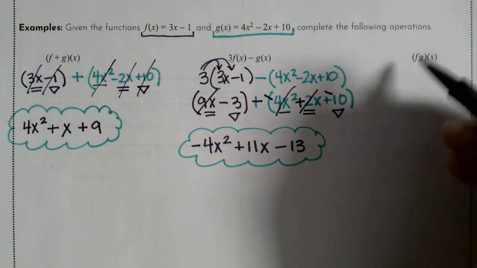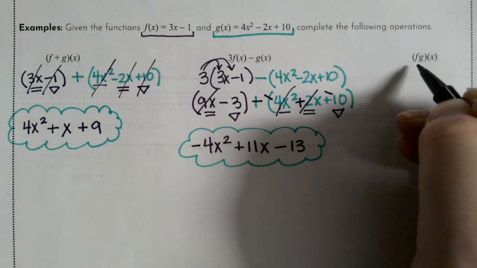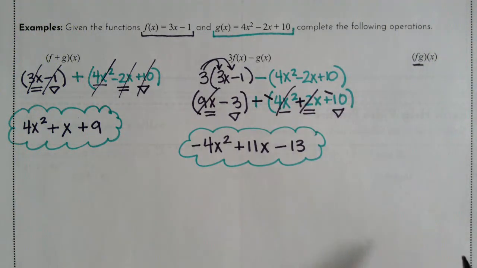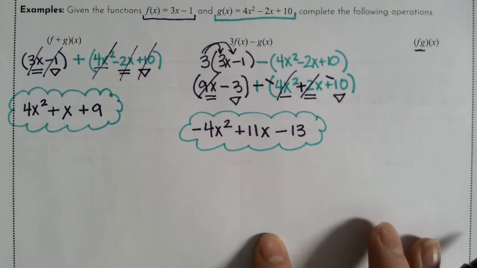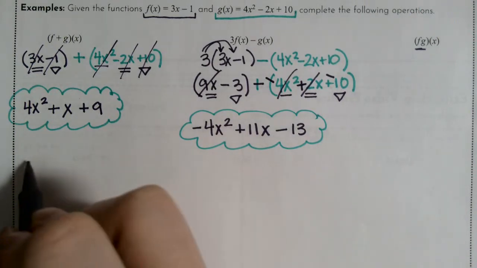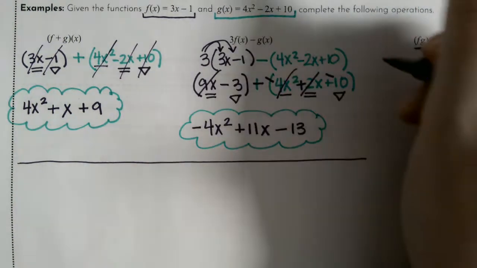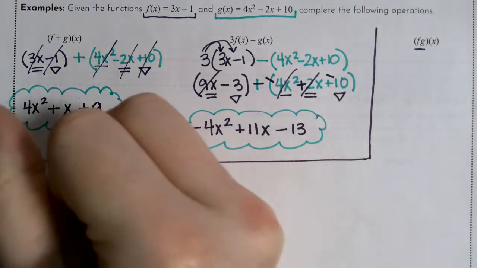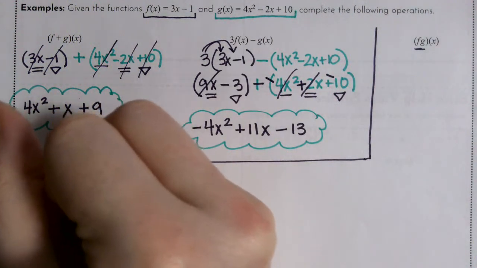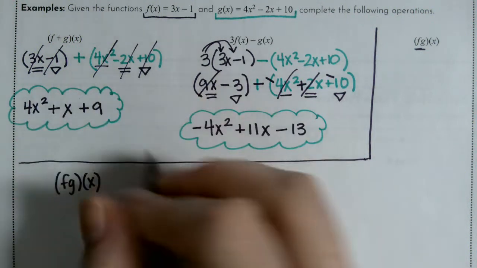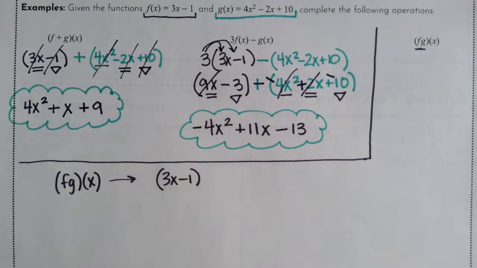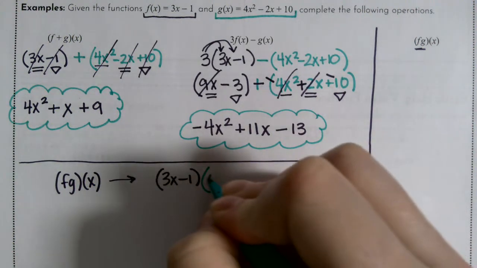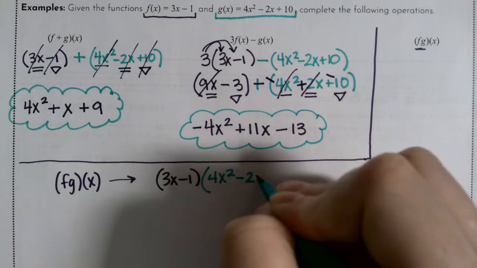Now my very last one is multiplication. My f and my g are just squished together, so we're going to multiply. And I do need a bit more room, so I'm going to do that one below these two. So let's kind of do a line here. So fg of x means to multiply. So I'm going to take my f function, put it in parentheses, and then my g function right next to it, so I know that I'm multiplying.